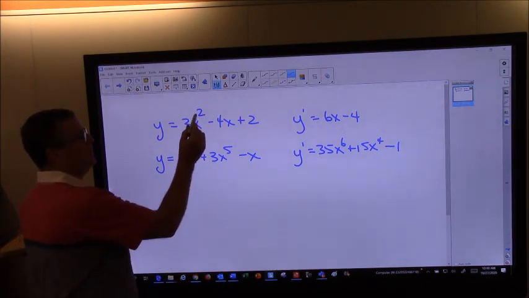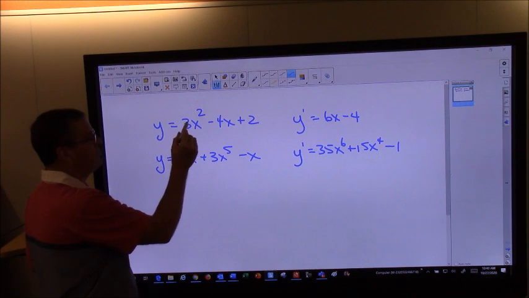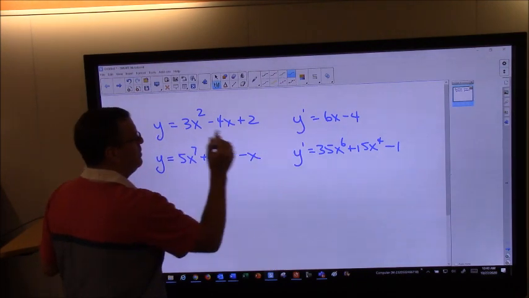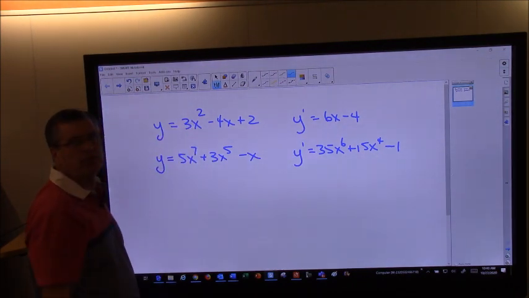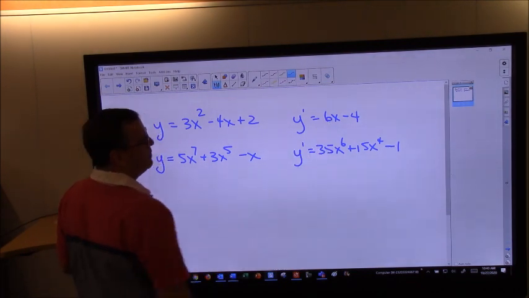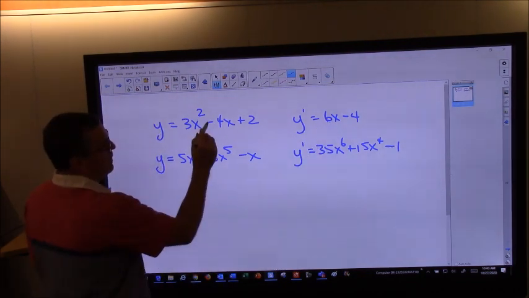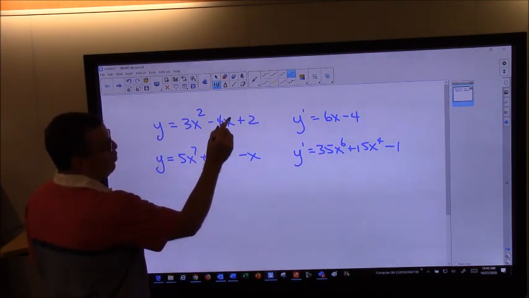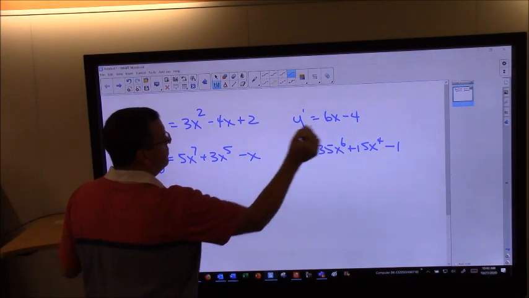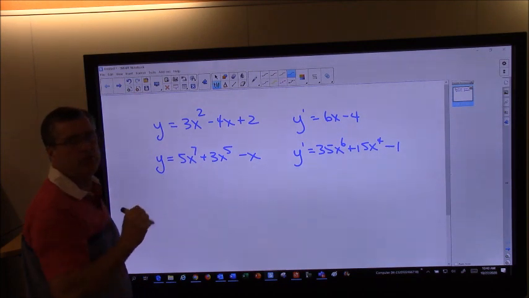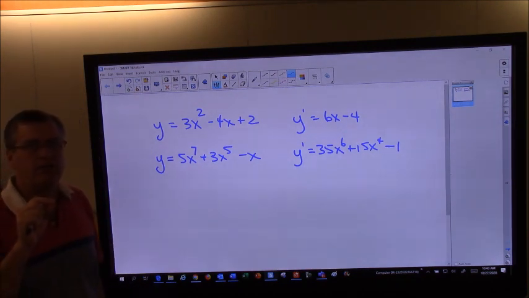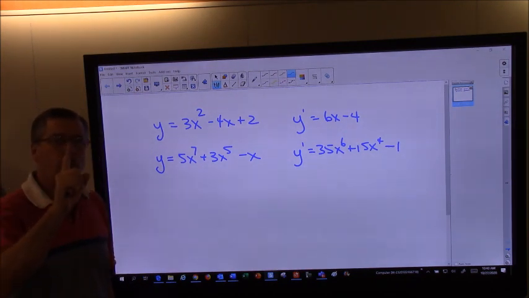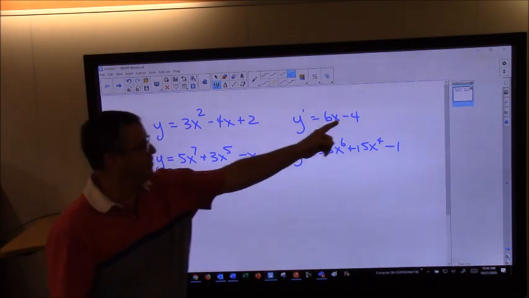All you do is take the exponent times the coefficient, so 2 times 3 is 6, and subtract 1 from the exponent. I now have x to the 1 power. Think of this as minus 4x to the 1, so I multiply 1 times negative 4, there it is. Subtract 1 from the exponent, you get x to the 0 power, which, anything to the 0 is 1. So really I just have a negative 4 times 1.